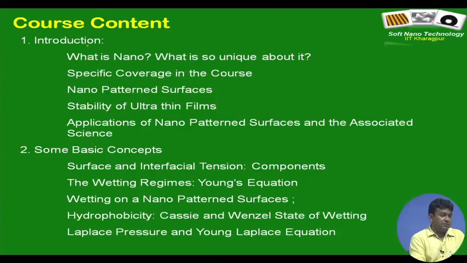So, we had a pretty longish introduction. You should now know what nano is and what is unique about the nano. Particularly, what should come out from this course is, apart from the quantum size effect, the length scale of 100 nanometer is very important, because between two surfaces, that is the range where van der Waals forces remain active. That leads to issues related to spontaneous instability in films.